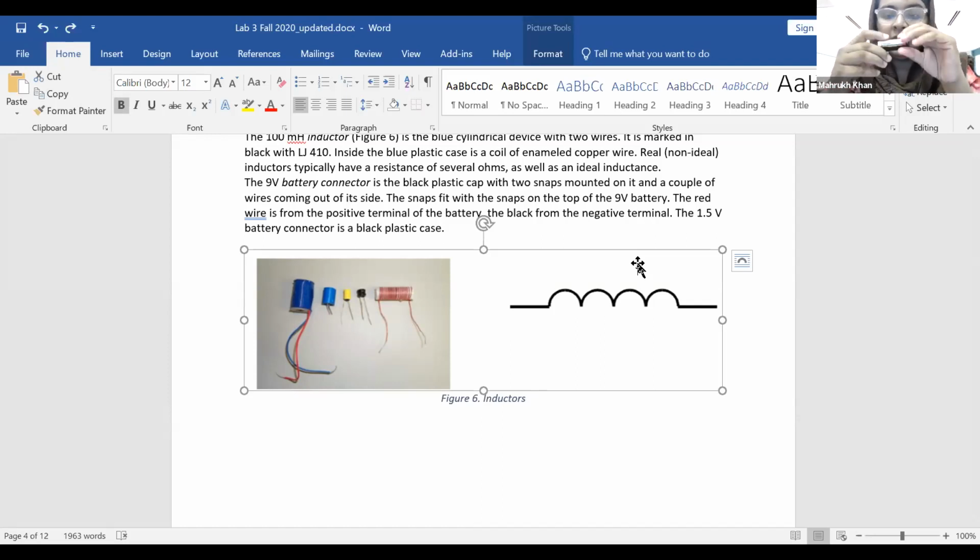But the person who prepared the kit got these. So it's okay. We will use them in series, but we should beware that you cannot just take one cell or battery out and still use it. It will work only when you have both of the batteries in it. Here they are talking about a 1.5 volt battery connector, which is this plastic case, but we don't have that. We have this 3 volts one.